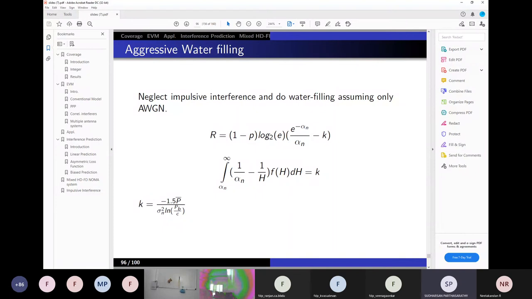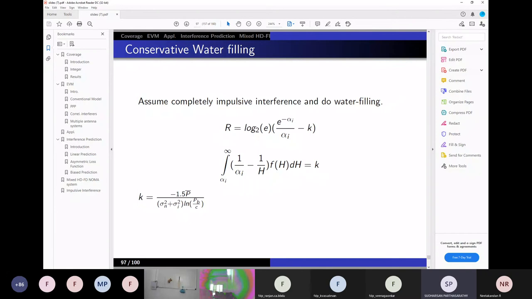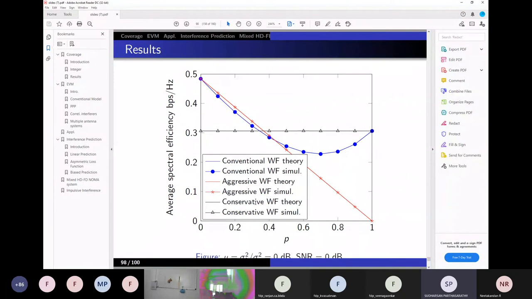The next thing we propose is called conservative water filling. You assume that the impulsive interference always exists and do your water filling, and this is the rate that you will get, and you have to find this parameter alpha I using this equation. Now we are coming to the plots. We are basically going to see how our aggressive water filling and conservative water filling perform when compared to the conventional water filling of Andrea Goldsmith.